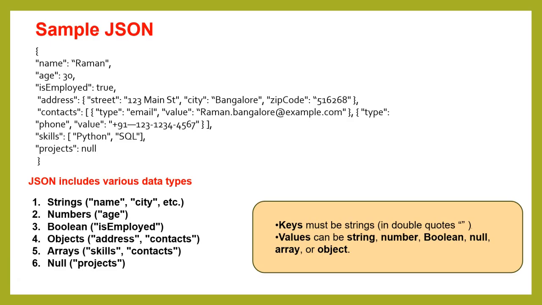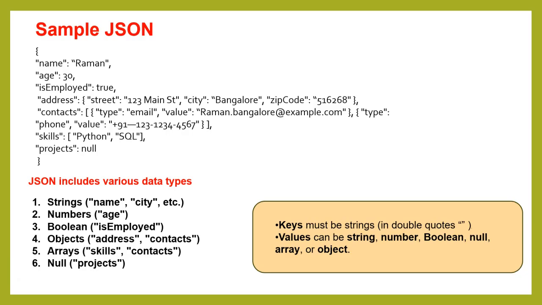So you can see here, you can correlate what we have given. In the name field, we have a string, so we have inserted a string, and for age we have given a number, and then boolean and objects, how we have to define the object. Address and contacts, both we have given as objects, and arrays, we have given here for skills and also for contacts. And for null, we have given project as null. So while defining, we have to go with the same format.